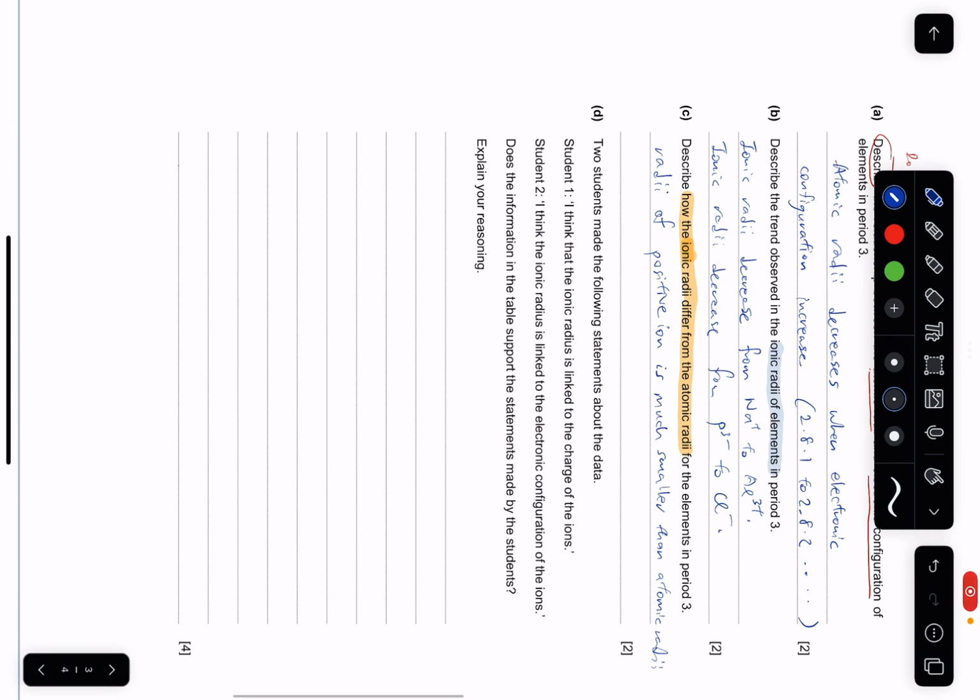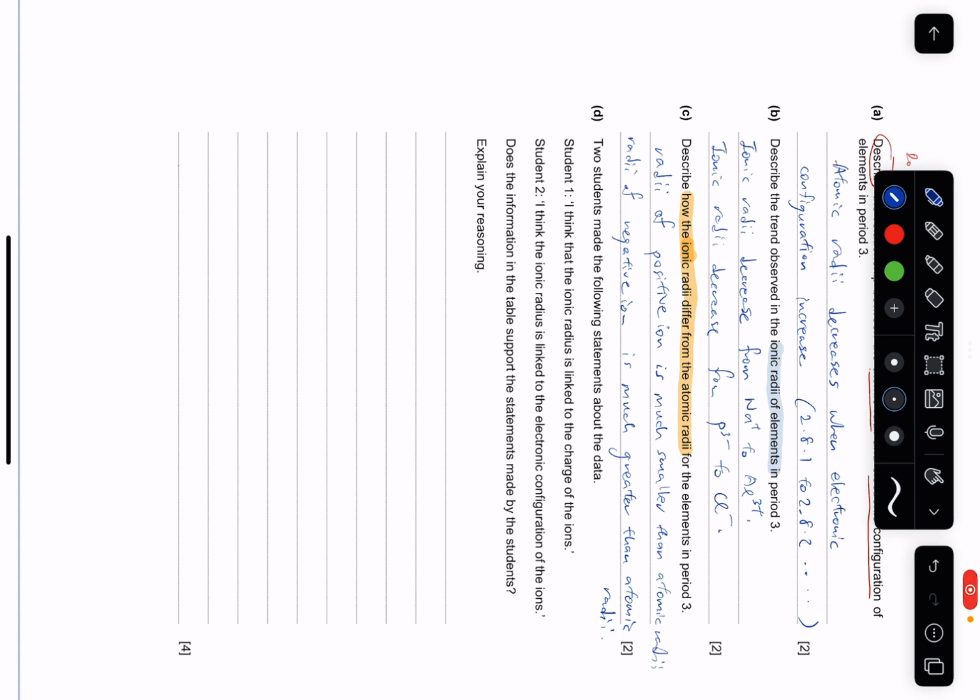Okay, write it out for them. So the radii of negative ion is much greater than atomic radii. And how do you know this? I look at the data and I just see a pattern.